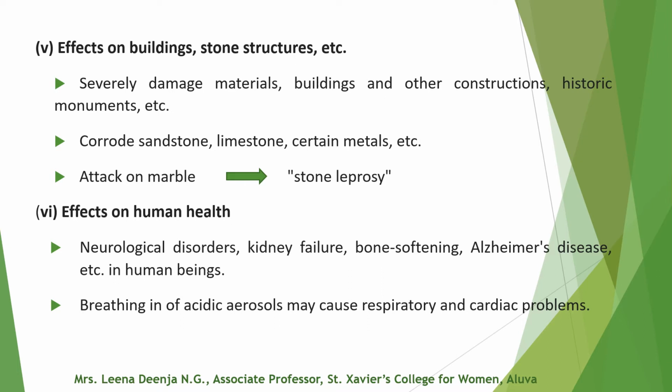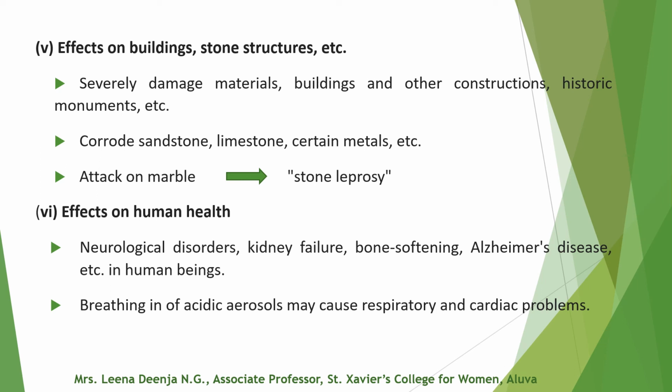Fifth one, effects on buildings, stone structures, etc. Acid rains very severely damage materials, buildings, and other constructions, historic monuments, etc. They corrode sandstone, limestone, certain metals, etc.